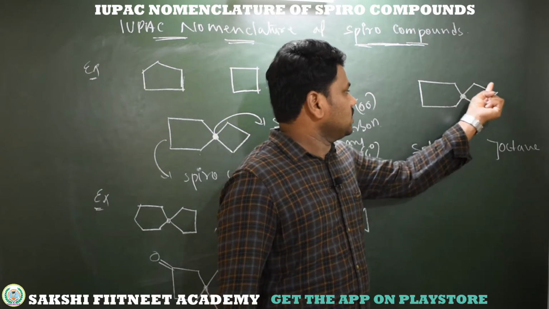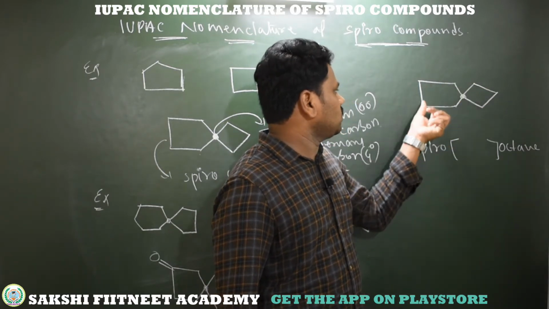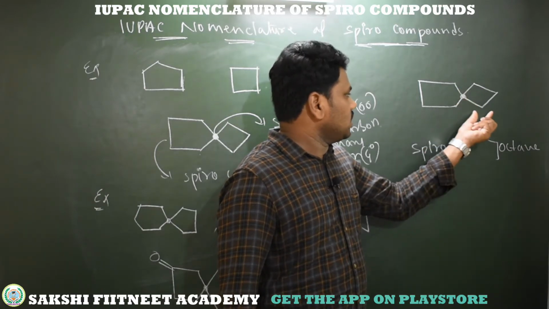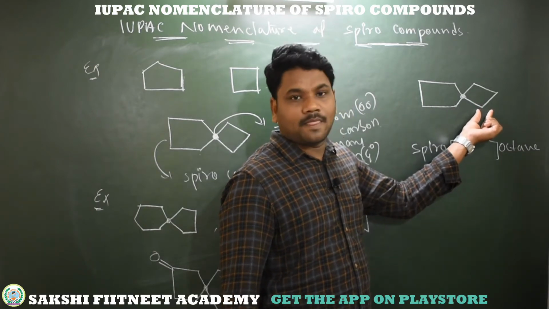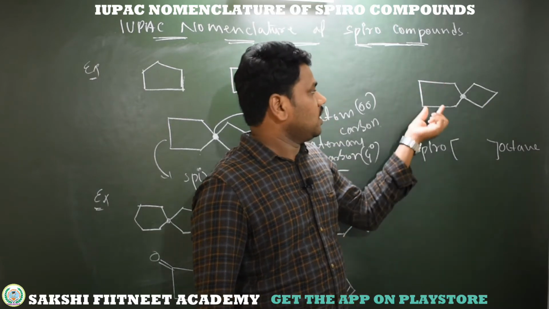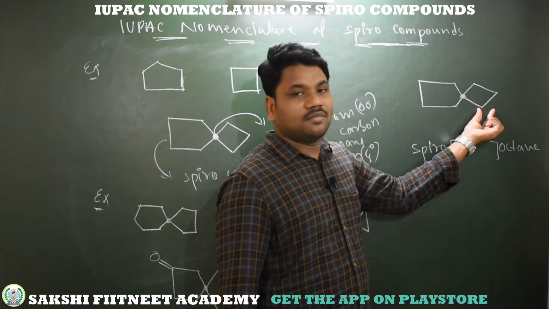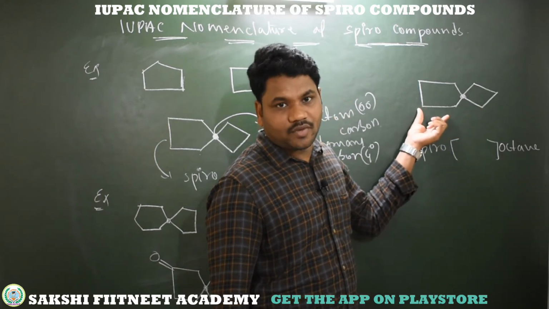See here, in this ring we have 1, 2, 3, and here in this ring we have 1, 2, 3, 4. Four carbons are bonded to this common carbon. This is one cycle and this is one cycle. You just take the number of carbons present in the small ring, then go to the large ring. See here in this compound, the right side cyclic ring is a small ring, and the left side cyclic ring is a large ring.